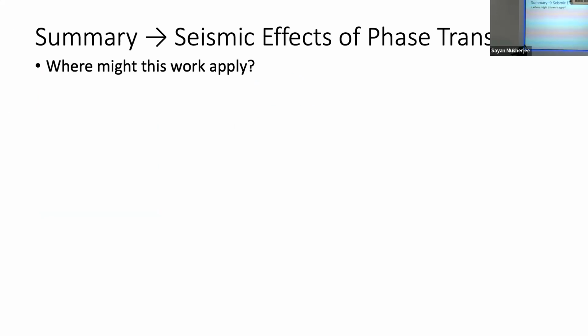Okay, so that's that. Summary: seismic effects of phase transitions. Where might this work? I guess if a reservoir is leaking, maybe we can detect that phase transition. A lot of times it's already going to be supercritical if it's deep enough, but for some of the shallower ones, that might be something we can see.